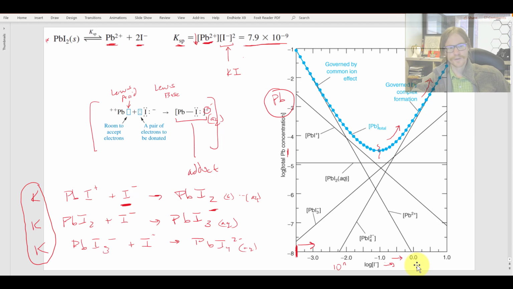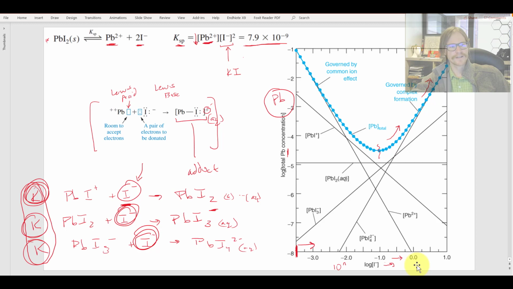They're all related to each other because the first K here is a function of iodide, the second K is a function of iodide, and the next K is a function of iodide. The iodide concentration in the solution is only one value. You can only have one value for a concentration in a beaker, right? But all of these equilibria simultaneously depend on that iodide concentration.